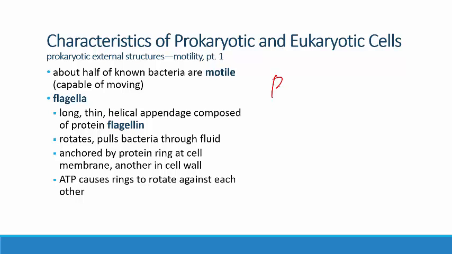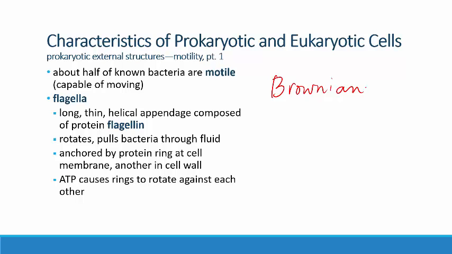So there's Brownian motion. That's just the movement that occurs because water molecules and other dissolved stuff are kind of slamming into a prokaryotic cell. That is just a random kind of jiggling motion. With motility, we're talking about movement that is directed, where the bacteria are moving toward or away from specific things. And the primary structure of motility is the flagella.